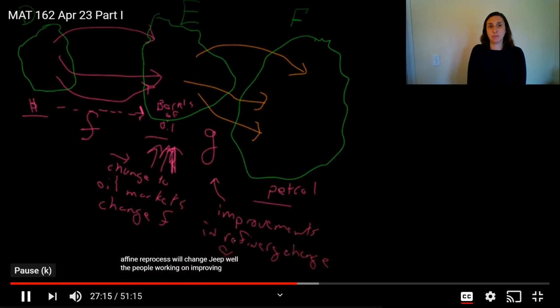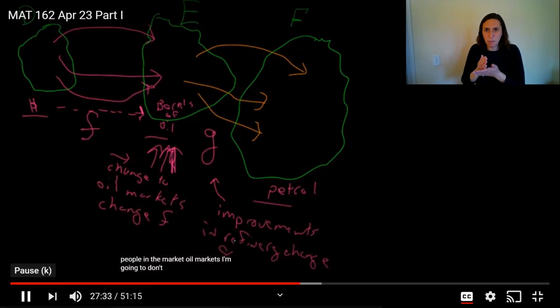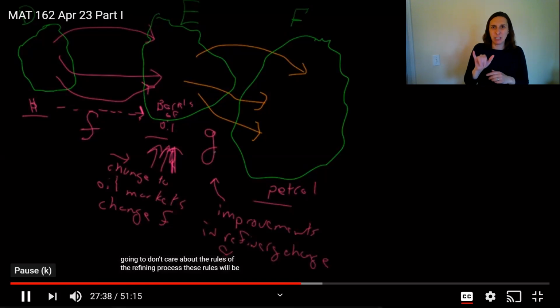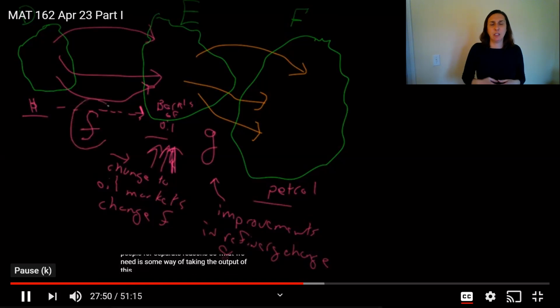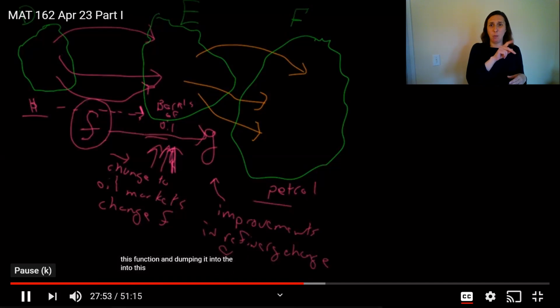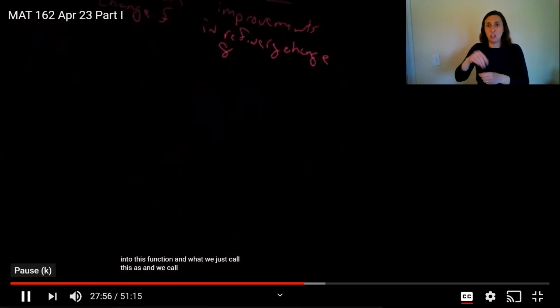Well, the people working on improving the refinery process aren't monitoring the oil markets constantly. So they will focus on the refinery, the efficiency of the refining process, and they will change that function on its own. The people in the oil markets don't care about the rules of the refining process. So these rules exist and get modified by separate people for separate reasons. So what we need is some way of taking the output of this function and dumping it into this function. And what we call this is a composition.